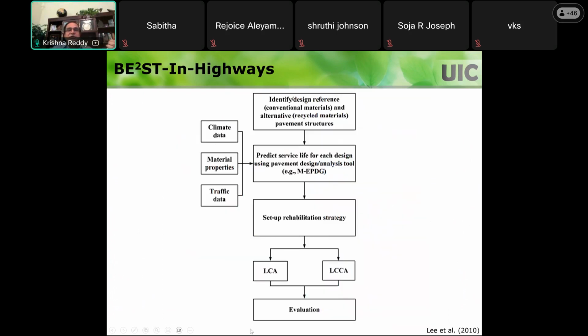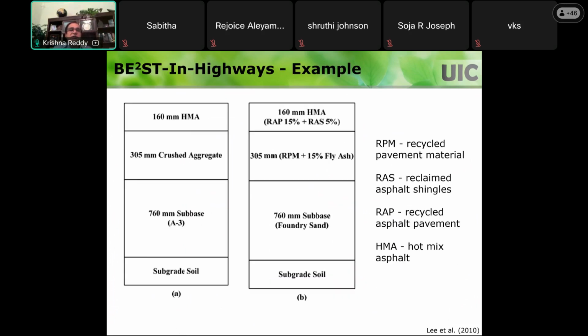And then, how do you consider all these things? Sometimes you do the life cycle assessment or life cycle cost analysis, and then you can get those numbers. So, for example, you have this pavement that uses, this is the conventional pavement, right? Subgrade, subbase, crushed aggregate, and you have hot mix asphalt. So if I want to use recycled materials instead of subbase, I want to use the foundry sand. And then I use this recycled pavement materials and fly ash combination here. And here I use recycled asphalt pavement plus the reclaimed asphalt shingles. So I'm incorporating in this design a lot of recycled materials.